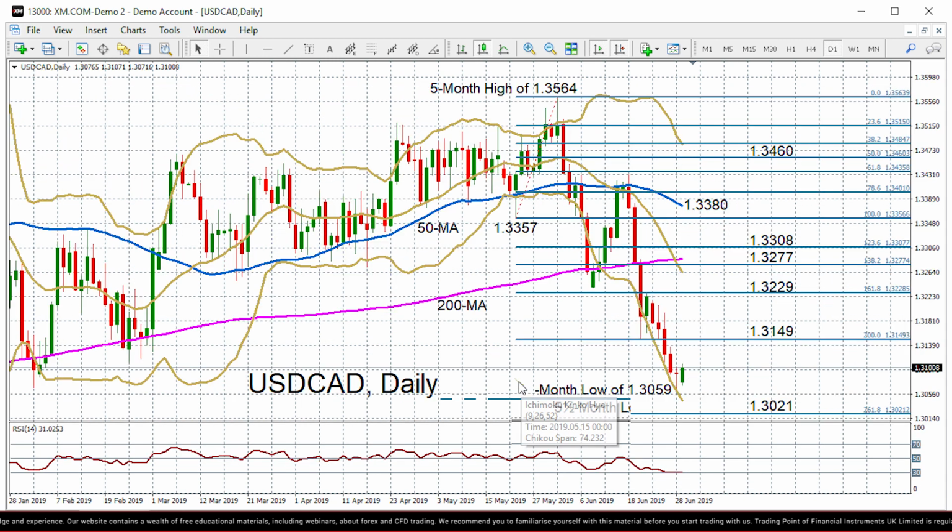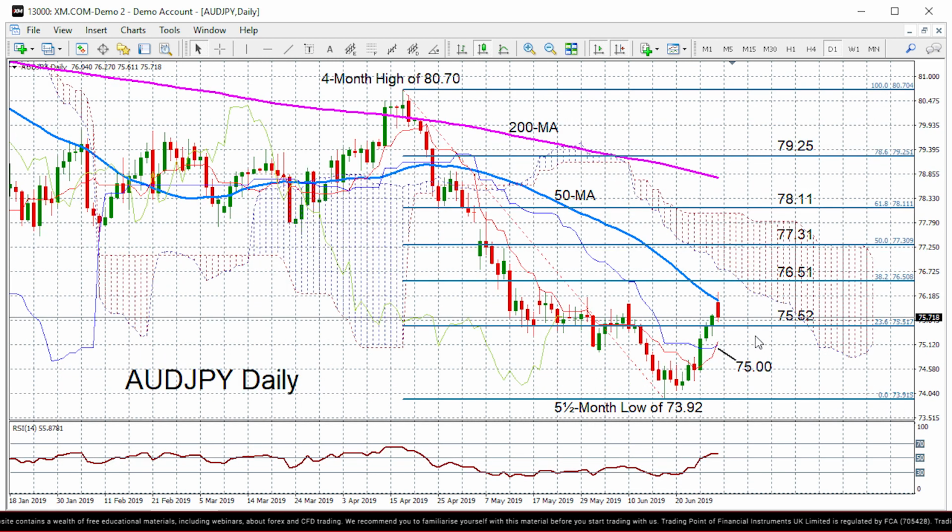Let's now turn to the Aussie yen pair, our final pair for today. Looking at the RSI indicator, we can see that it's comfortably in positive territory, though it has started to flatline, meaning that prices are starting to lose the upside momentum, and we can see why, because there is strong resistance coming from the 50-day moving average at just about the 76 handle.